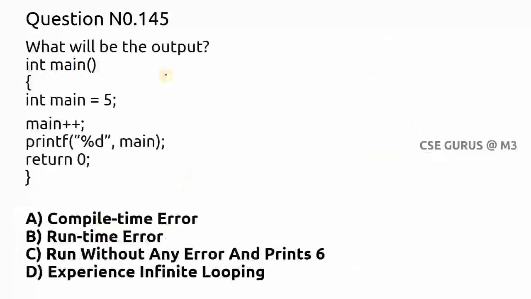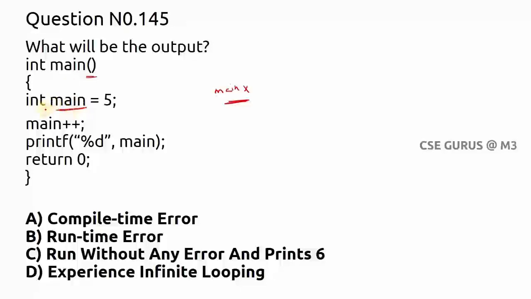So question number 145. Here I have taken int main, but you can observe the difference between this int main and this int main. There is a main followed by open brace and close brace, here you don't have that. And you can remember that main is not a keyword, so you can use the word main as a variable. So here main is a variable.